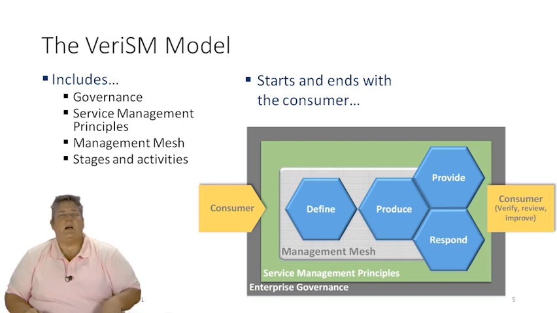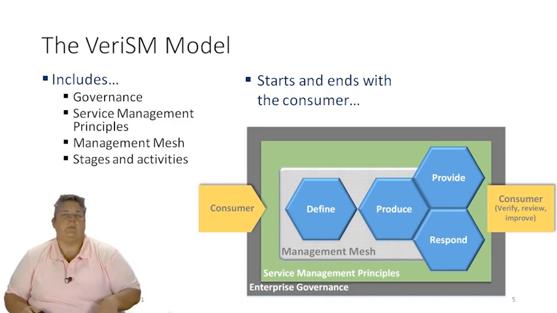But notice within this model that the model starts and ends with the consumer. It is about understanding the requirements from the consumer and then engaging those requirements and saying, do they fit within my enterprise governance? Do we have the appropriate guardrails within the principles of how we're going to behave as an organization? Do I have the necessary capabilities to define, produce, provide, and respond to those requirements as we deliver that service? Then the last feedback loop here is that consumer again.